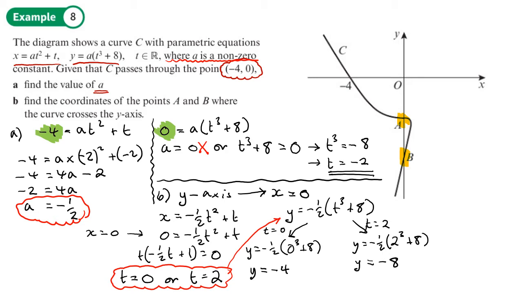So if I'm going to write down the full coordinates of A and B, A is going to be the one where y is -4 because it's higher up. So A equals (0, -4), and B equals (0, -8).